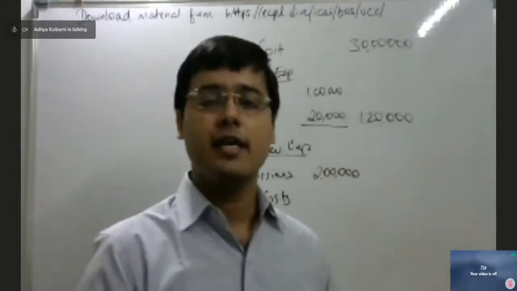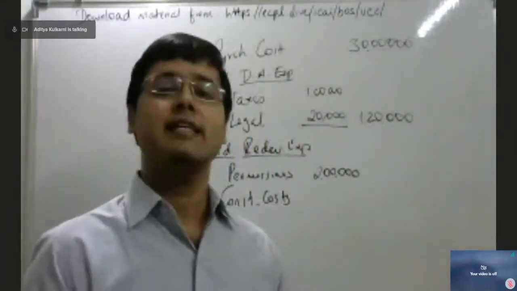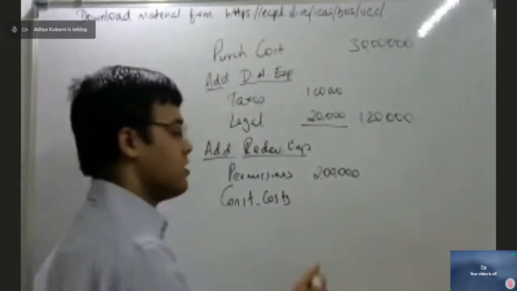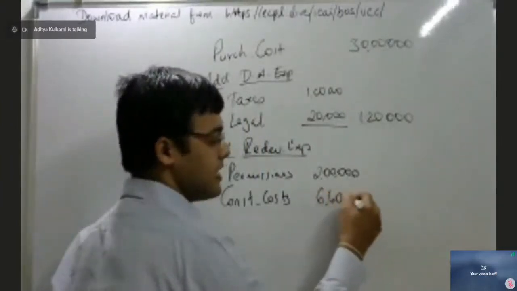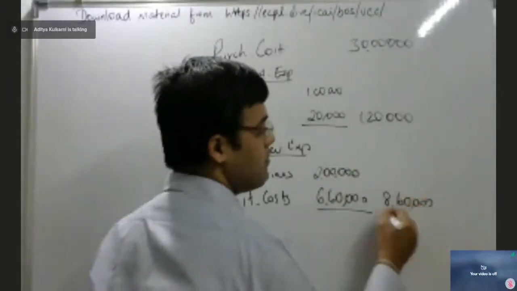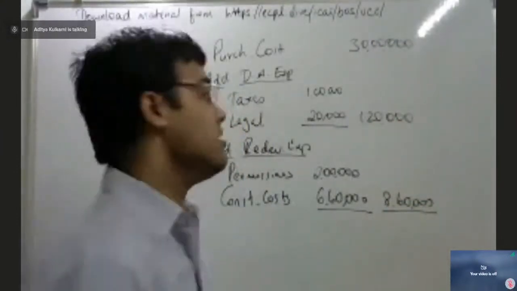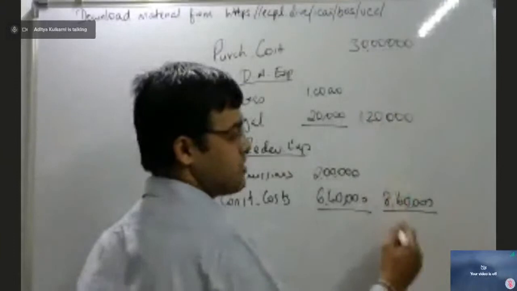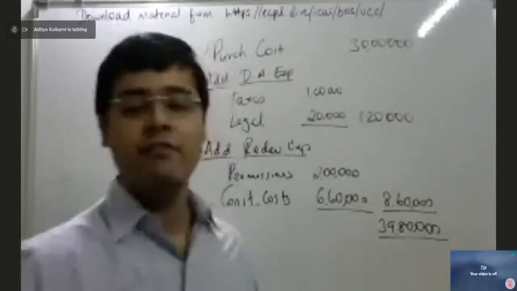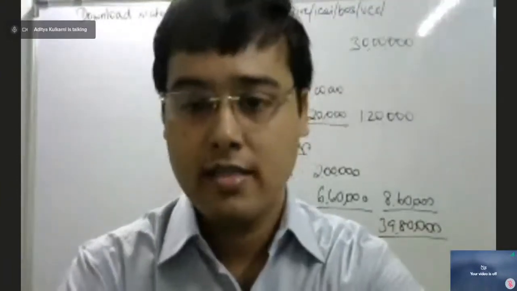Why is 40,000 deducted? Because these are refundable purchase taxes. You can get a credit against it. So this would be 7 minus 40, which is 6 lakh 60,000. So the total is 8 lakh 60,000. My investment property would have a recognition value of 30 plus 8, that is 39 lakhs 80,000.